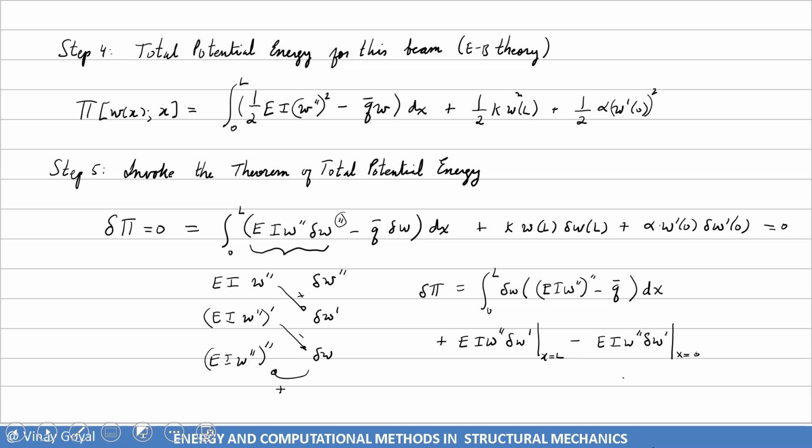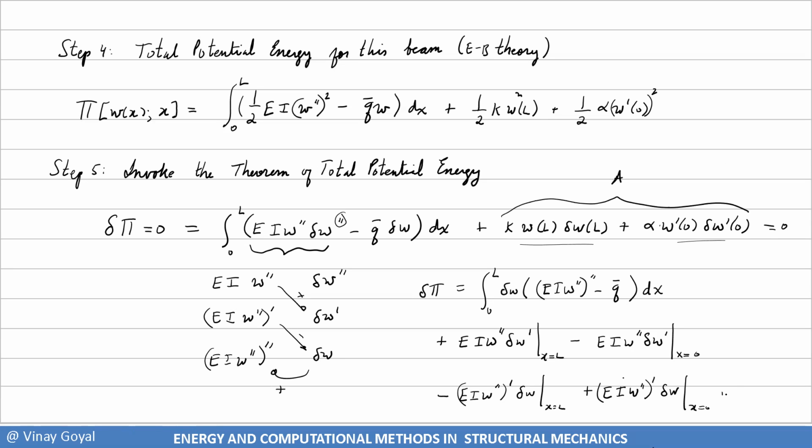x equals 0. And then now I have another one, which is minus EI w double prime prime on that, del w at x equals L, plus EI w double prime prime del w at x equals 0. And then I have these terms that need to be added. So let me call this A, and I'll just add it here, plus A equals 0. Now I have to group terms, but before I do that, I can invoke the fundamental lemma of calculus of variations.